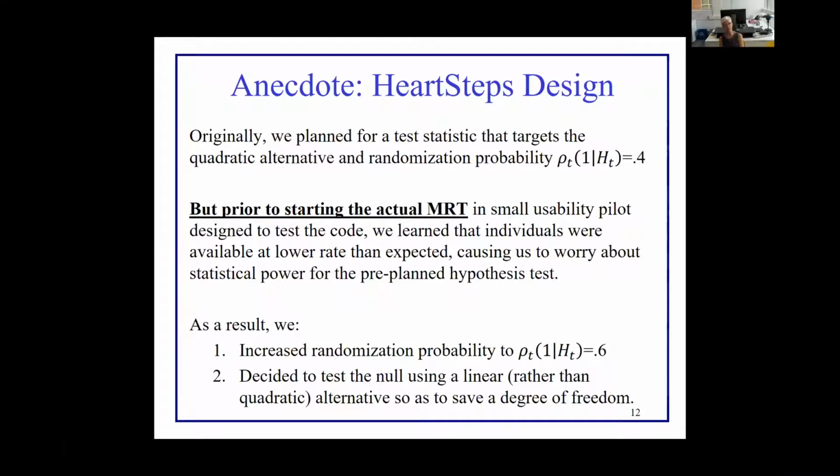And we made another decision, because we saw this only 80% availability with this early group of individuals. We decided, look, let's not waste the degree of freedom to get a quadratic for our alternative. We'll just go for a linear. It only uses 2 degrees of freedom. We'll have more power. So our alternative for the null is going to be a linear. And this was all decided before the actual study went into the field. It was a consequence of doing that feasibility pilot for testing the code. So this is how we're going to go from now on.